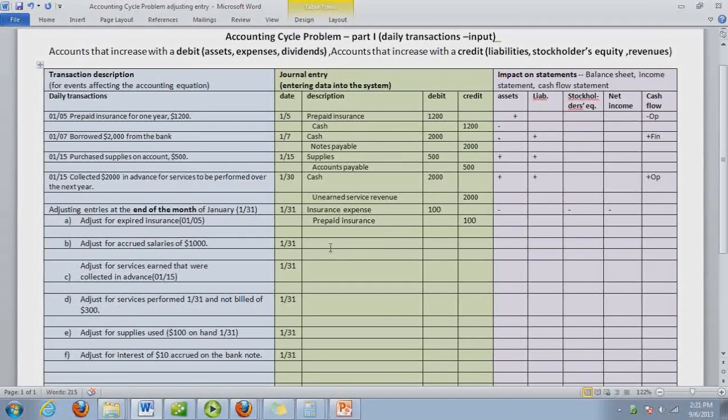We don't have to calculate that. So we'll put salaries expense, if I can type it, and we will do salaries payable.